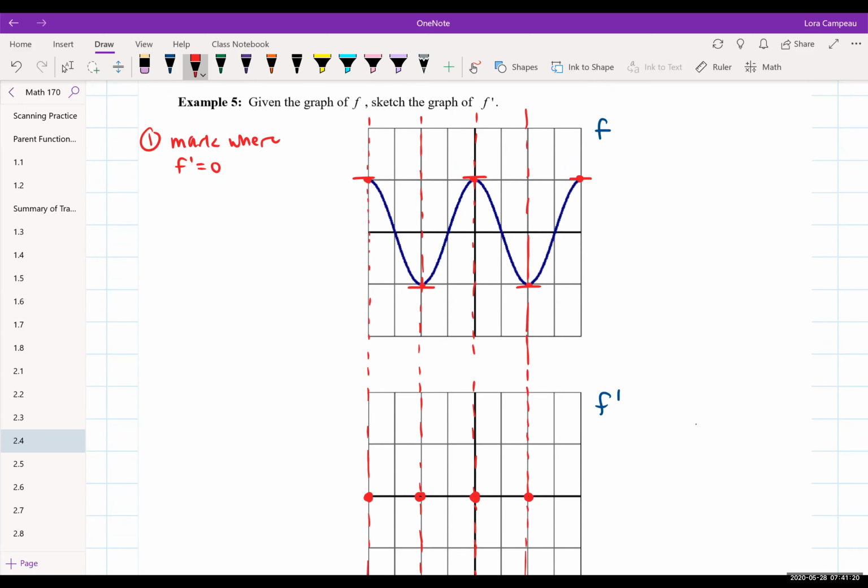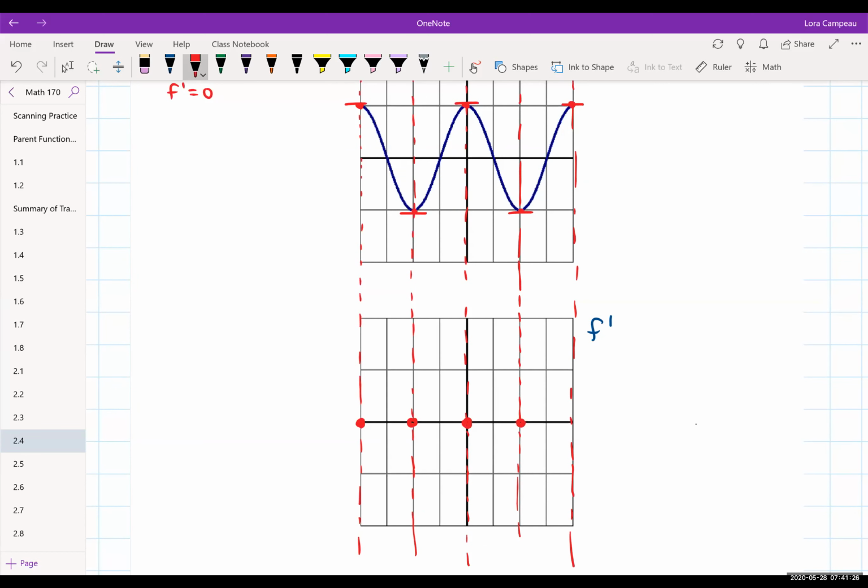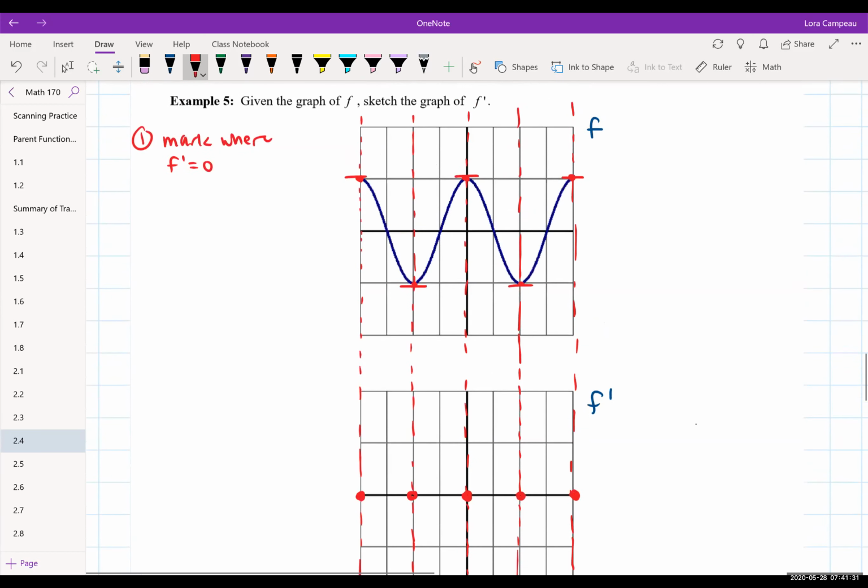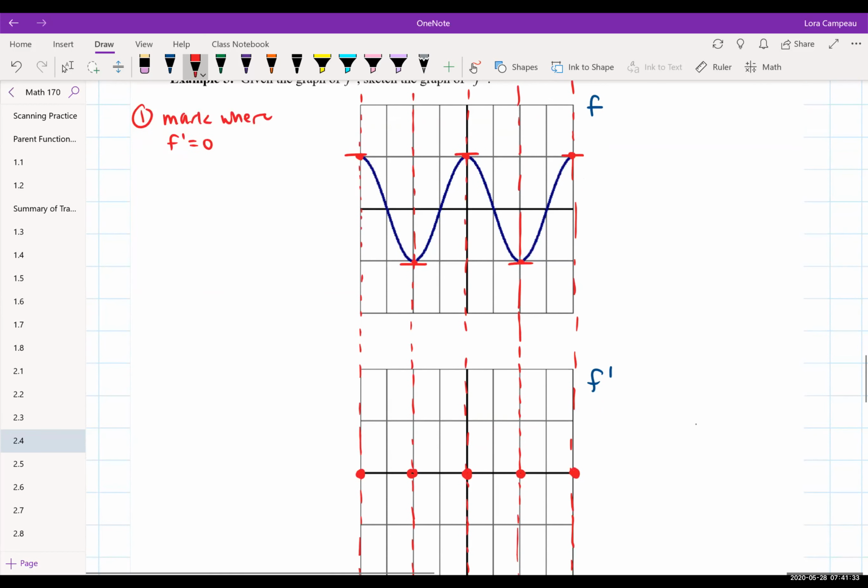Here we go. So this is a little tedious, I get it. But I always like to line the graphs up right under each other. It's a really good technique to help you see where you have the derivatives equal to 0.